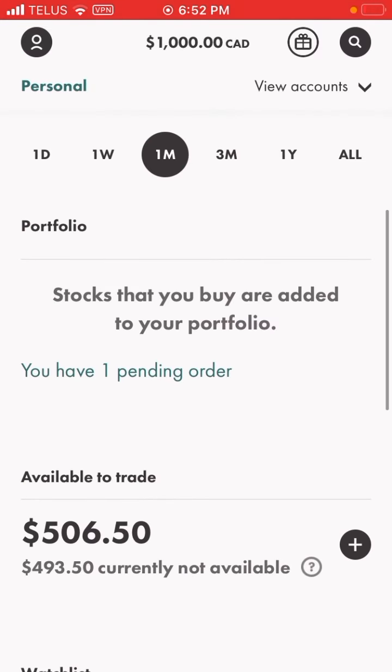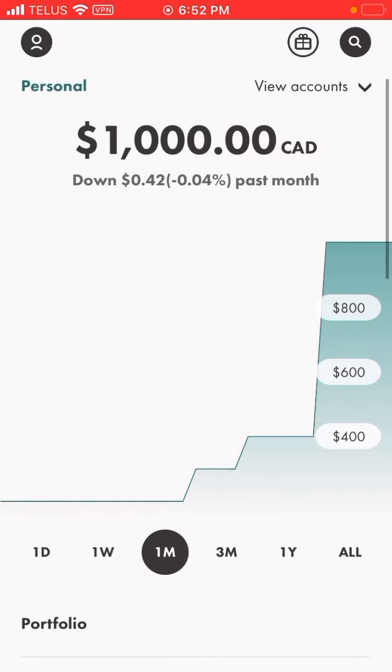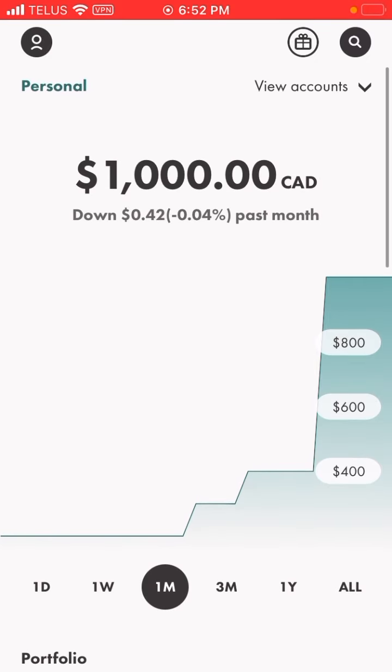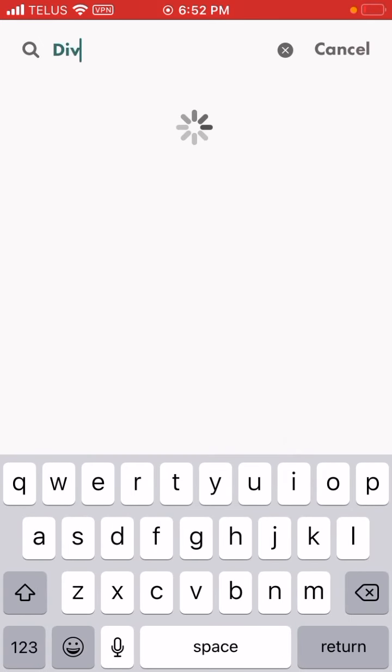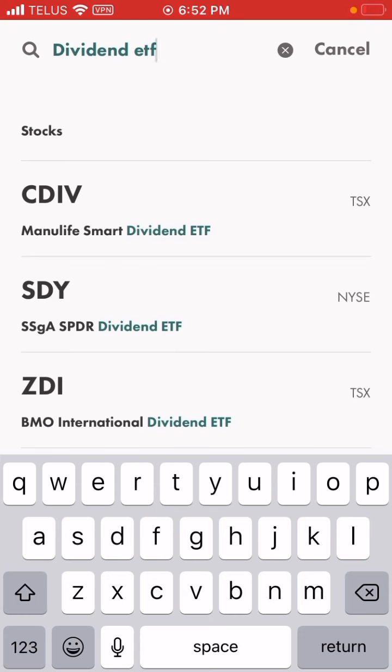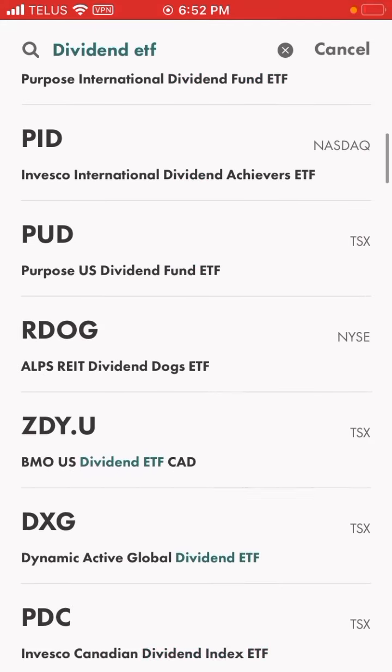If we scroll down in here, we have one pending order, that is the S&P 500 ETF that is hedged to Canadian dollars. And so the next thing is I wanted to invest half in a dividend stocks ETF. So I'm going to click the search button in here and then search the name or symbol, dividend ETF. And so there are a lot of dividend ETFs out there, as you can see in here.